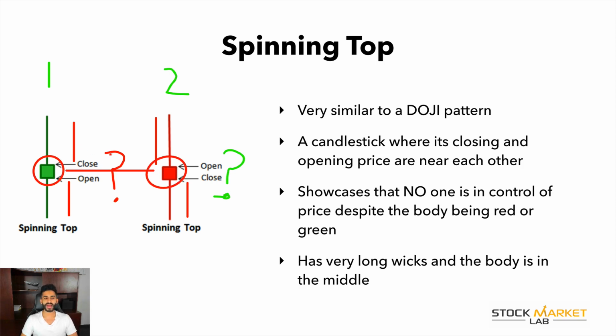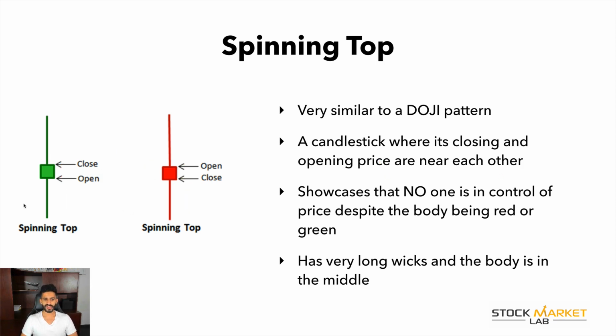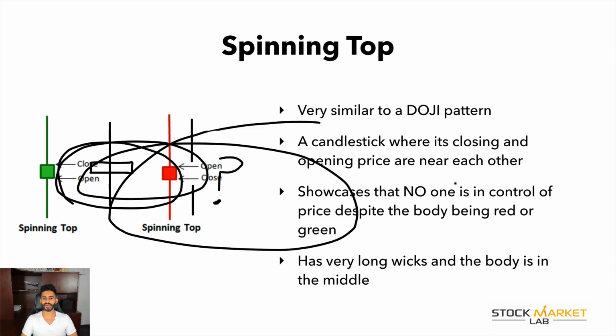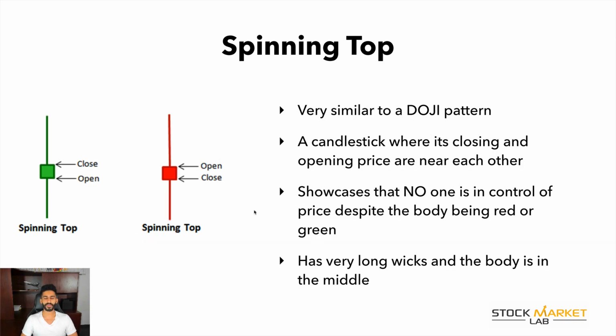They're both indecisive. So if you see this, be it red or green, whatever color it is, it doesn't matter. It matters about the wicks and the size of the body, exactly what we went over in the candlesticks in the previous lessons. Very important to understand. A spinning top is very similar to a doji. A doji would maybe look something like this, but a spinning top just has a small body. The small body could be red or green, it doesn't mean anything, because the wicks still represent that no one is in control.